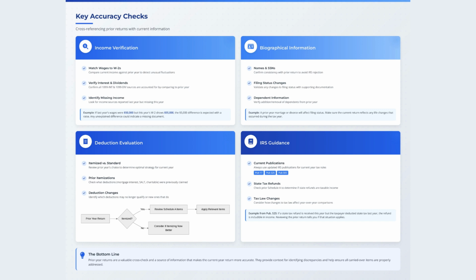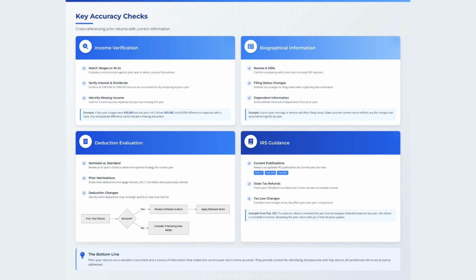Number 2. Biographical information. We also confirm all the basic info: taxpayer's name, social security number, address, filing status, and dependents. Why? Because life happens. If the taxpayer got married or divorced since last year, their filing status might change. If a dependent turned 19 or moved out, they might no longer qualify. We want to make sure this year's return reflects those life updates.